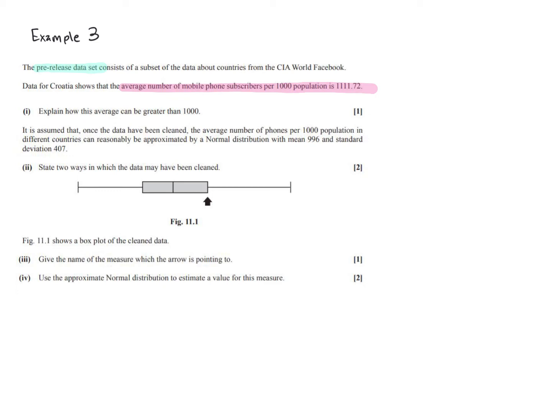And it's interesting because this average is obviously larger than 1,000. So why would the average number of mobile phone subscribers per person be greater than 1,000? Well, have a think about it. People can have more than one subscription.